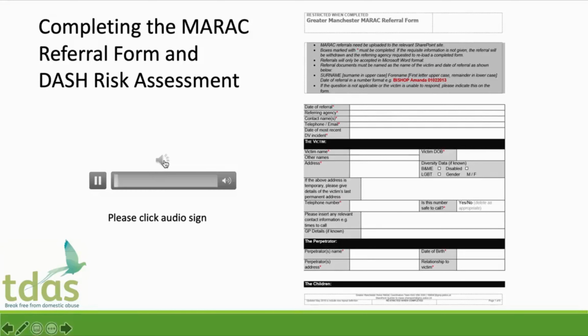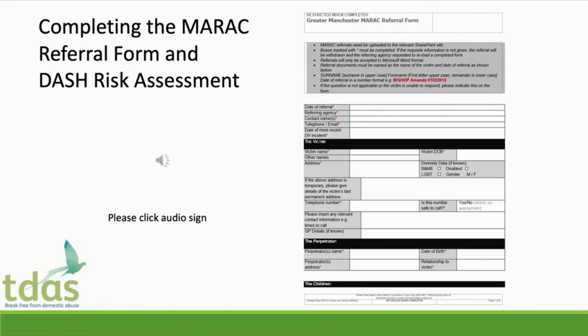We're now going to look at how to complete a MARAC referral and risk assessment. The first page focuses on the victim and perpetrator details. Firstly, it asks for your details as a referrer. Please supply your contact number and email address, as the IDVA may need to get in contact with you as a referrer for further information.